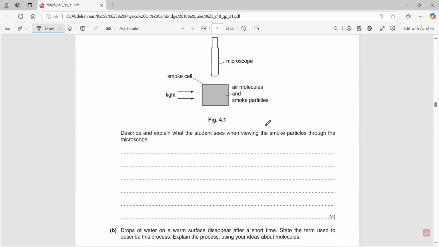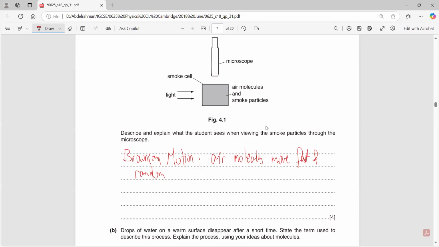Why does it move in this random zigzag motion? We name it, the process is called what? It's called the Brownian motion. What does Brownian motion mean? You have to say that the air molecules move fast and random. But when they're moving fast and random, they collide.